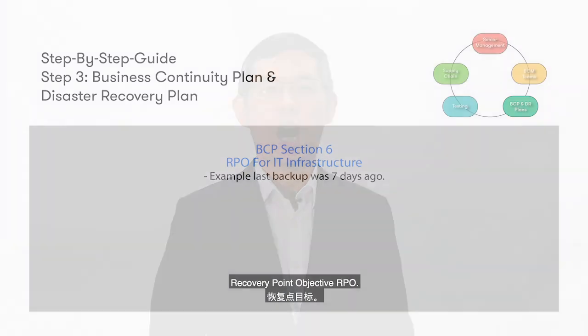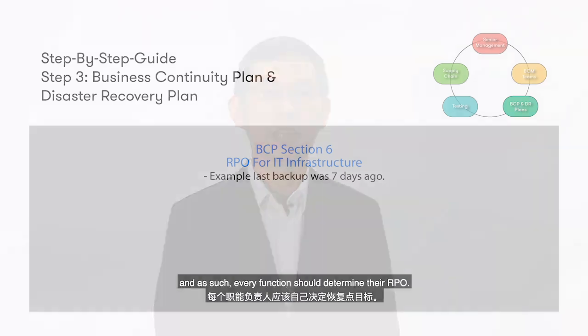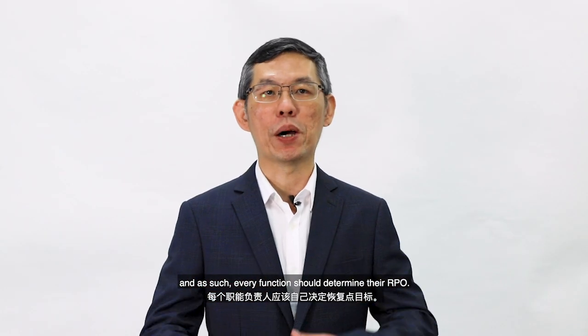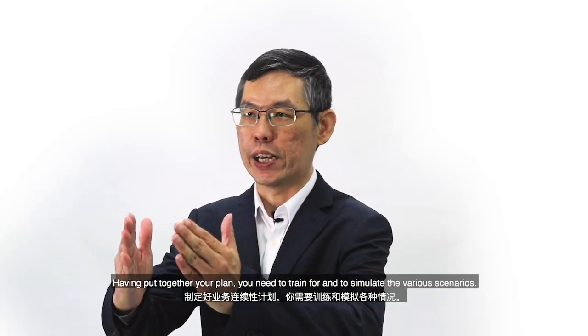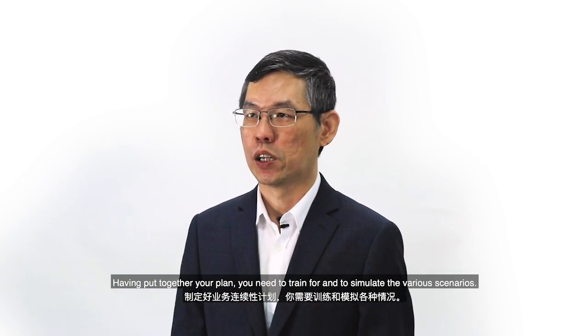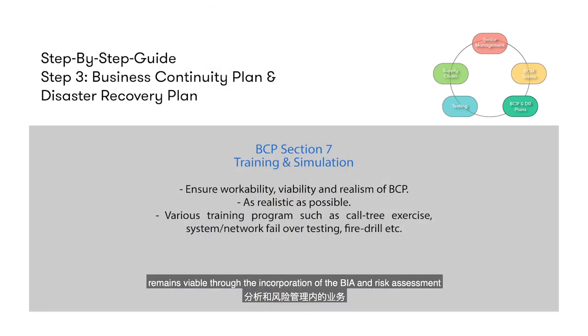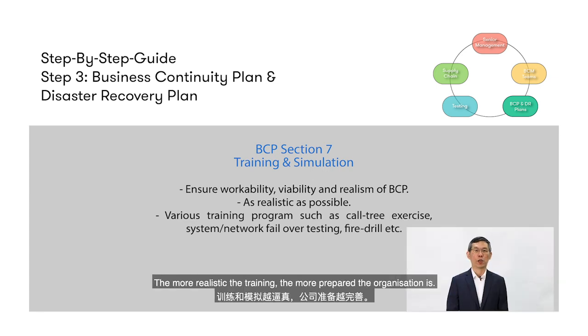Recovery point objective. How much data can you stand to lose depends on the criticality of the function, and every function will design how much RPO it needs. Having put together your plan, you need to train and simulate the various scenarios. Training and simulation is necessary to ensure that the business continuity planning process remains viable through the incorporation of the BIA and risk assessment into an enterprise-wide BCP and testing program. The more realistic the training, the more prepared the organization will be.